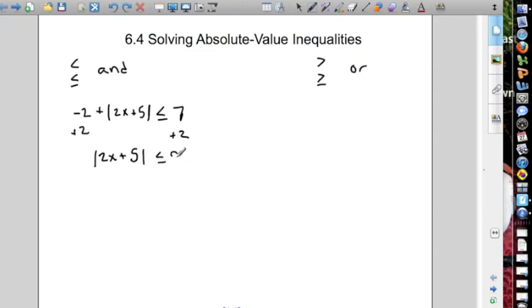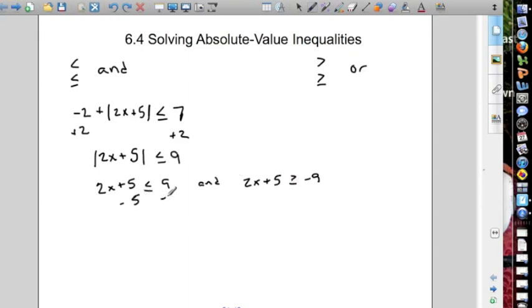And so I do that, and I get that the absolute value of 2x plus 5 is less than or equal to 9. So that means that 2x plus 5 could be less than or equal to 9, and 2x plus 5 is greater than or equal to negative 9. Now remember, it's an and problem because we started with less than or equal to. And then when I switch from a positive to a negative, I have to also make sure that I flip the inequality around. So make sure you flip both of those as you do that.